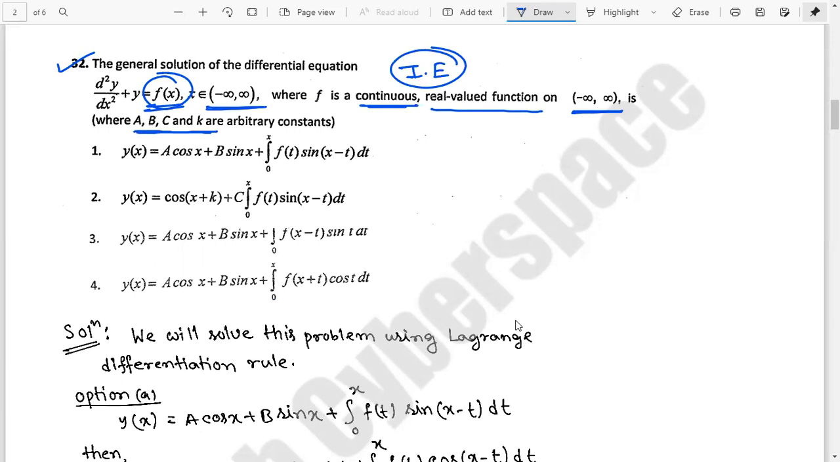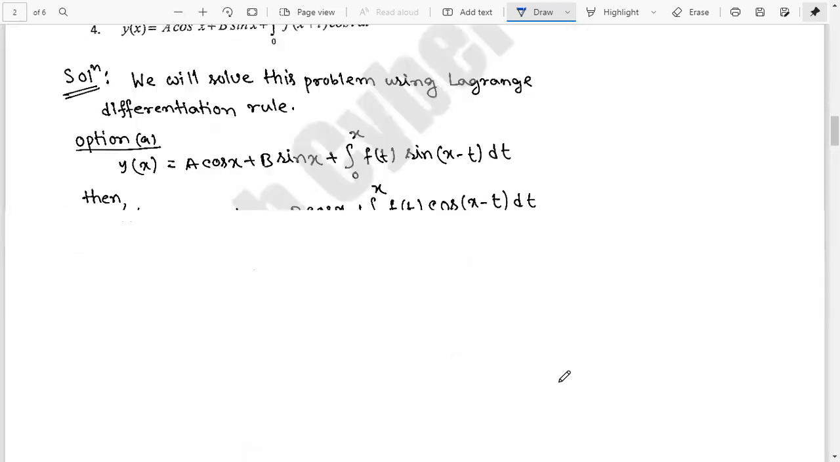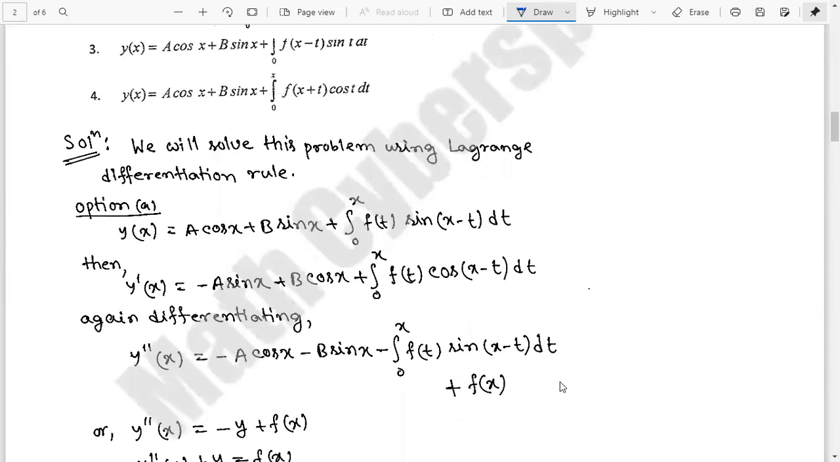Now we have to check what will be the general solution of this differential equation. If we go through the options and work in reverse, we easily get this differential equation. So first check option 1. In option 1, y(x) = a cos x + b sin x + the integral from 0 to x of f(t) sin(x - t) dt. Now, if we differentiate this integral equation, we will get the given differential equation.